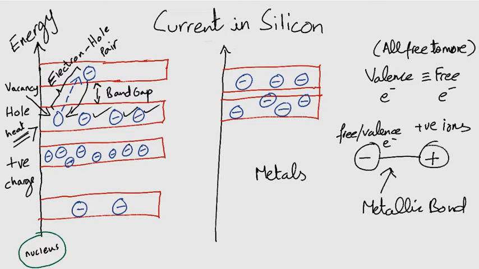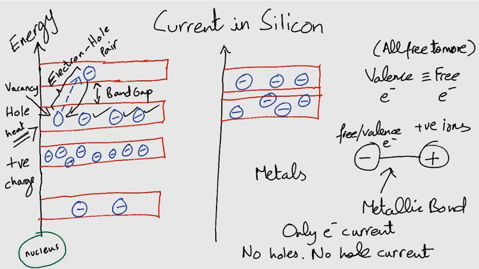Thus, when the voltage is applied, only electron current flows. There is no hole current because there are no holes in a metallic structure. The movement of electrons results in positive ions, not holes, because no covalent bond exists between atoms.